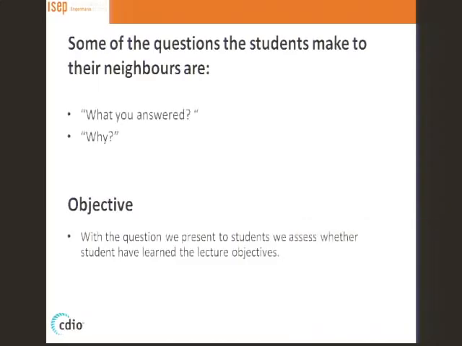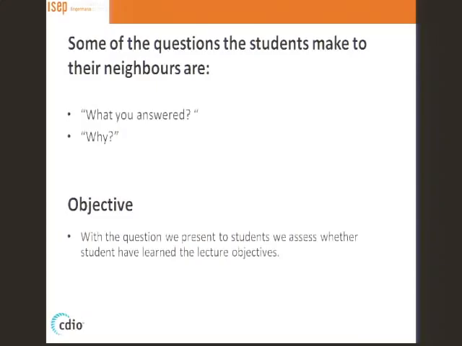With these questions, I assess whether the students have learned their objective. If more than 50% of students fail in the second vote, I need to explain the subject better, because something is not correct.